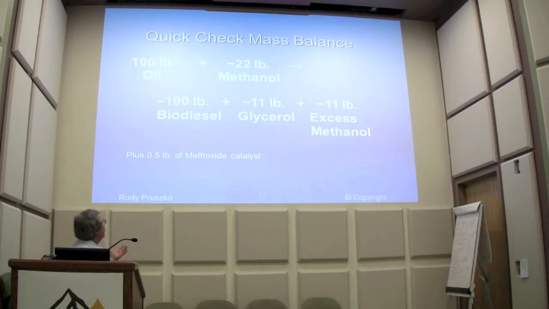Quick mass balance: for every 100 pounds of oil, you'll make about 100 pounds of biodiesel. You use 22 pounds of methanol because you have to add an excess to drive the reaction to completion. And then in the final product, you'll have 11 pounds of glycerin and 11 pounds of excess methanol. So if you add the exact amount, only 11 pounds of methanol, it's going to take a lot longer for your reaction to take place, and it probably won't go to completion.